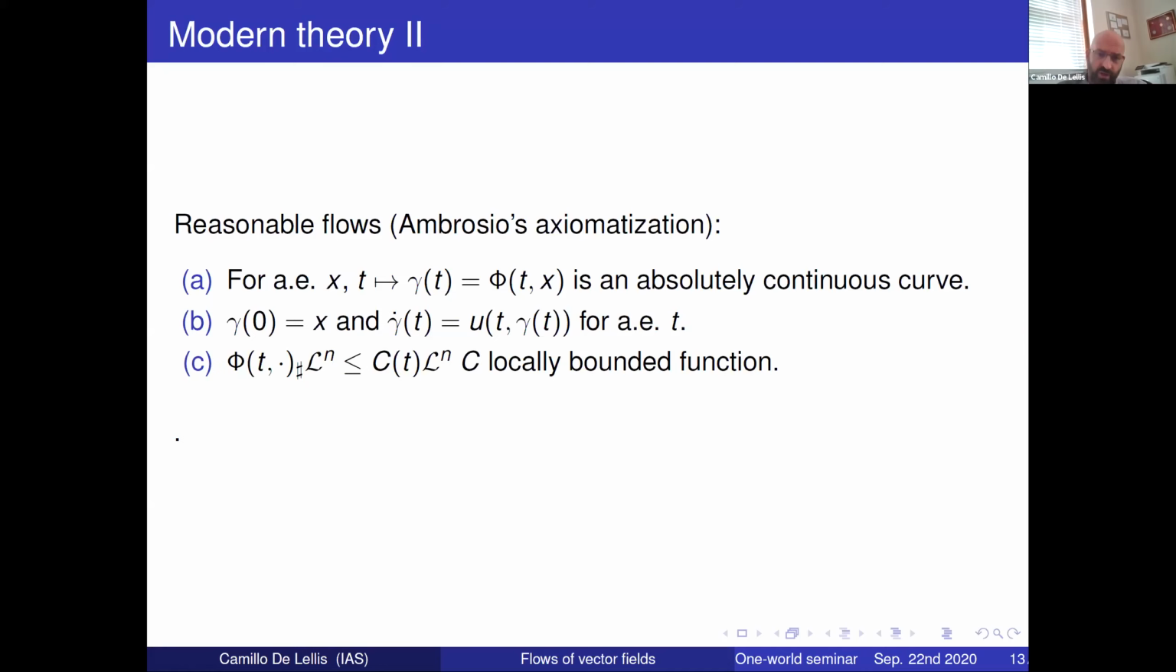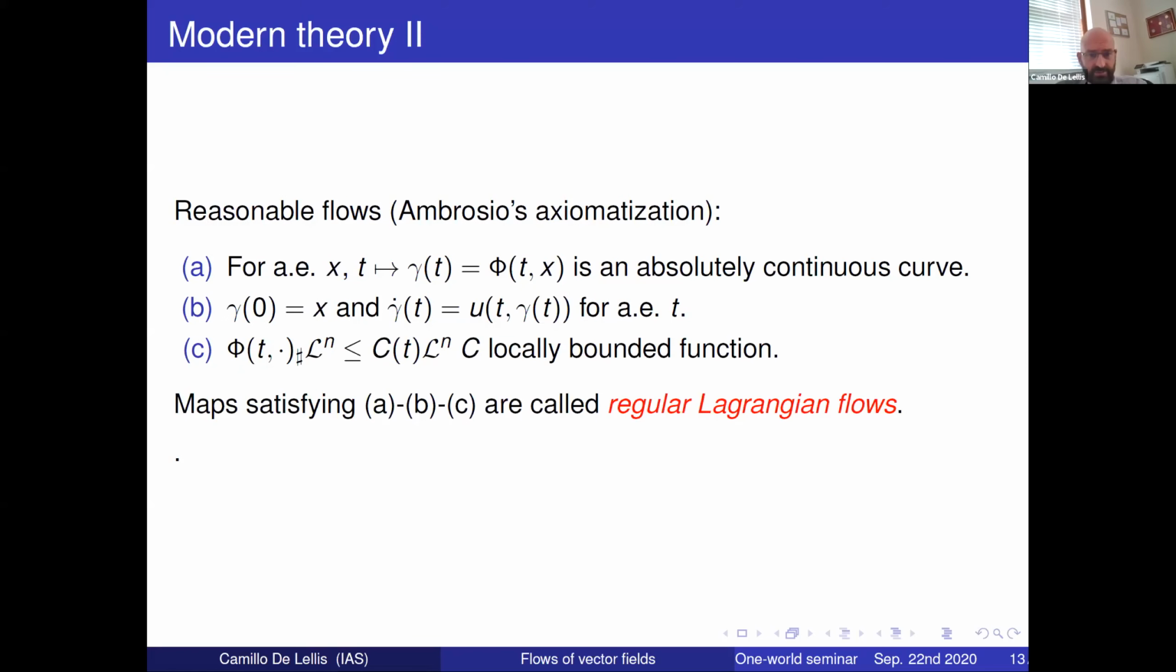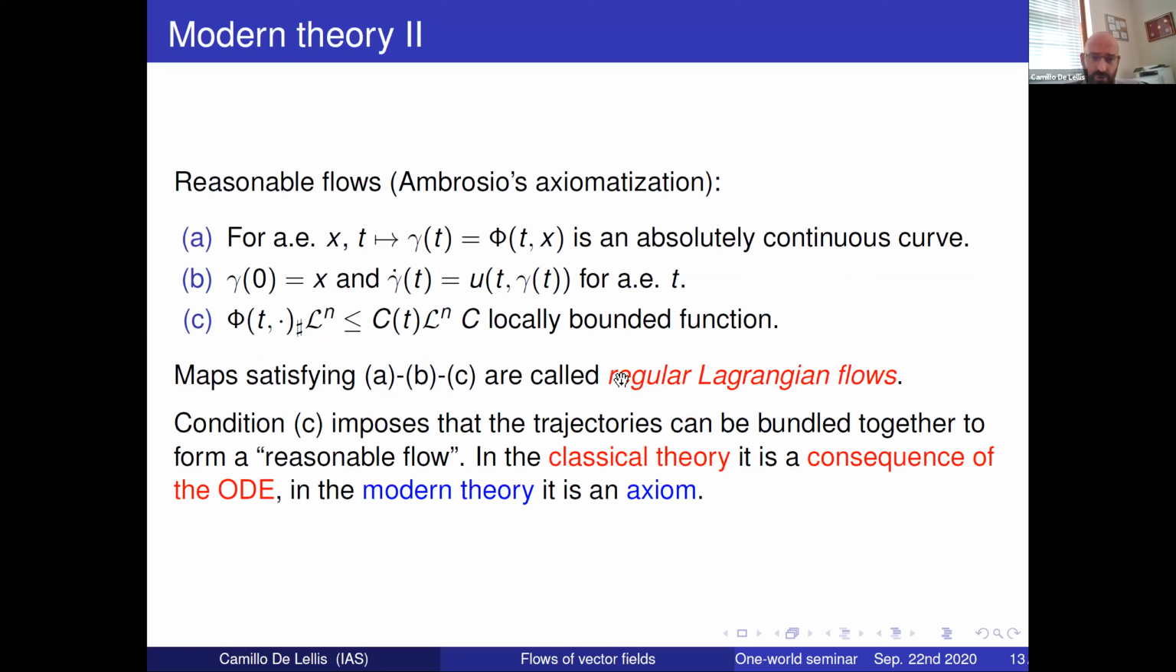C is a locally bounded function of time, so it might actually go to infinity if time goes to infinity, but at least locally it is bounded. And so now A, B, and C together define what people usually call in the literature regular Lagrangian flows. But you might actually notice what I wanted to get to immediately, that this point C, which I hope you can remember throughout the rest of the talk, is actually an axiom in this theory.